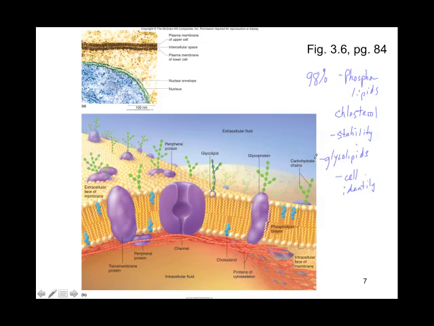If you've heard of autoimmune disorders, that is where the immune system is attacking your own cells for whatever reason. And so there may be an issue with the glycolipids and this cellular identity function that's causing that immune system to actually affect that identification process.